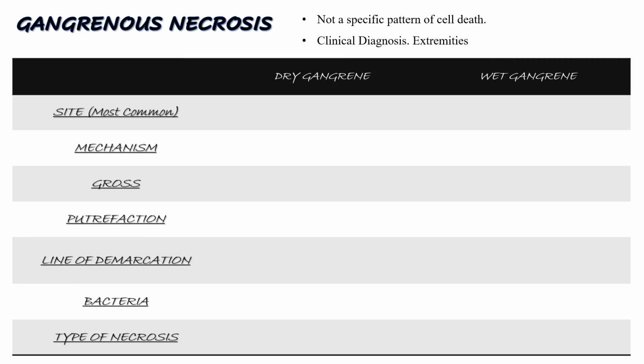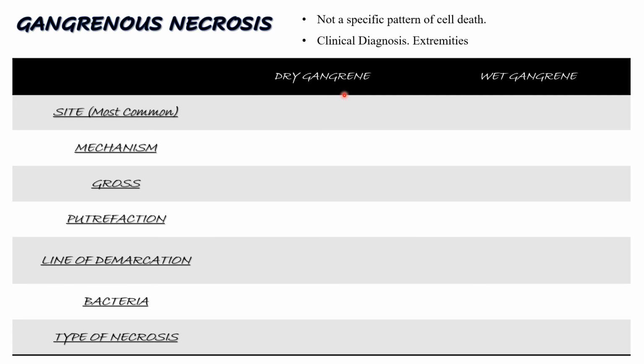Lastly, we have gangrenous necrosis. Now, gangrenous necrosis is not a specific pattern of cell death, but rather more of a clinical diagnosis. Okay, so there are two types of gangrene: dry gangrene and wet gangrene. So, what are the differences between the two? Dry gangrene most commonly occurs in extremities, whereas wet gangrene occurs in bowel.